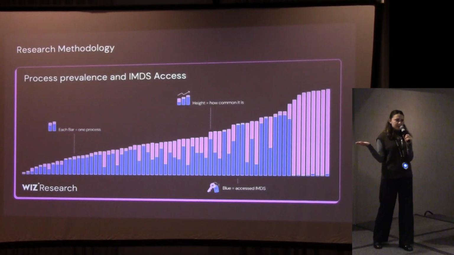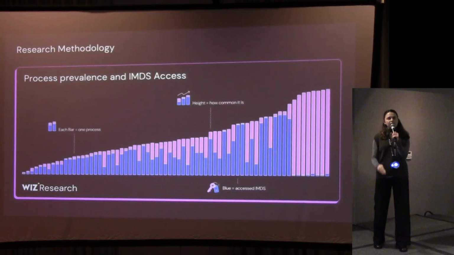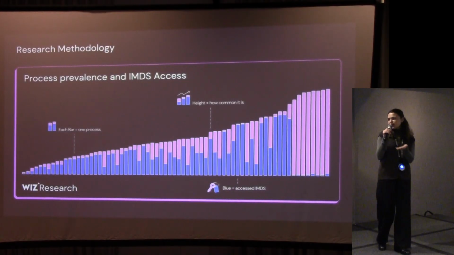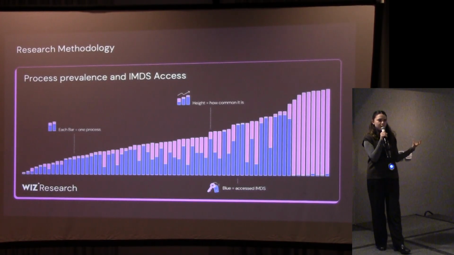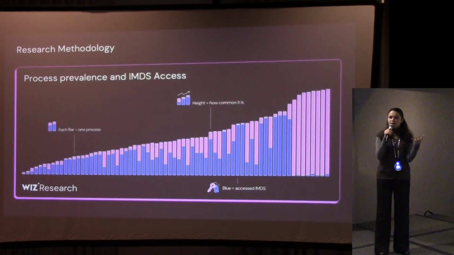So each column represents a process that we observed accessing IMDS somewhere. The total height of that column is its overall prevalence, how common that process is in the dataset. The color breakdown shows behavior. So pink means environments where that process did not access IMDS, and blue means environments where it did. So you see here some columns are almost entirely blue. Those would be processes like Amazon SSM agent or Cloud Init or various cloud SDKs that are supposed to talk to IMDS all the time.